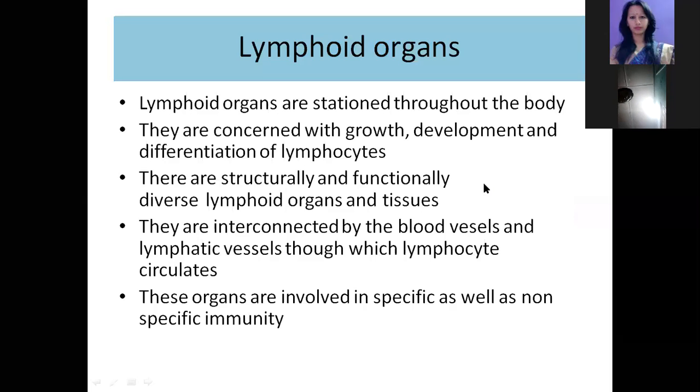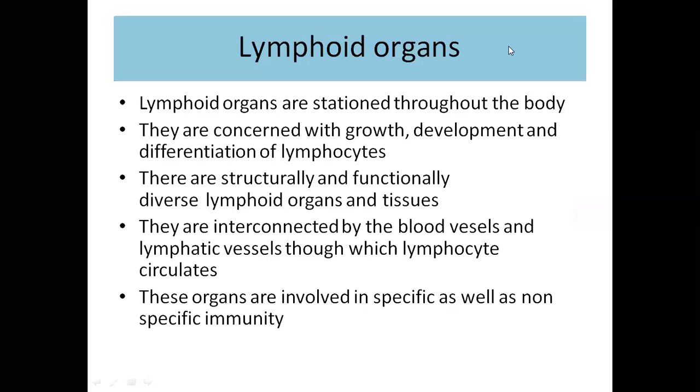First of all, we'll see what a lymphoid organ is. Lymphoid organs are stationed throughout the body. They are concerned with growth, development, and differentiation of lymphocytes. There are structurally and functionally diverse lymphoid organs and tissues. They are interconnected by blood vessels and lymphatic vessels through which lymphocytes circulate. These organs are involved in specific as well as non-specific immunity.